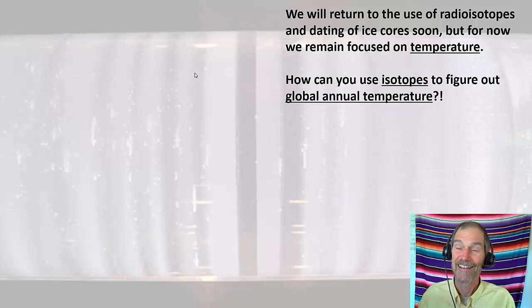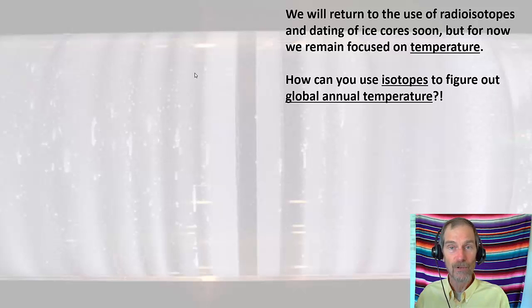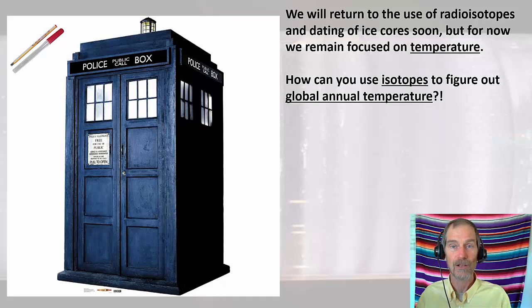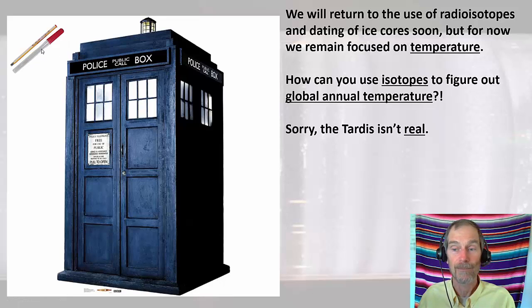I gave it away. How can you use isotopes to figure out global annual temperature? That is the question. Well, you could use a TARDIS to go back in time and use a thermometer, but unfortunately the TARDIS isn't real. So we need a different tool for doing it. And they actually have come up with a tool for doing it.